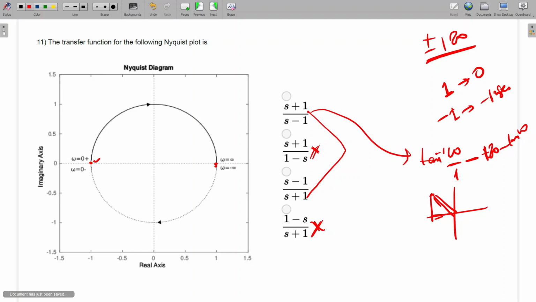1 second. 180 minus tan inverse omega. So that will be minus 180. No, no. This minus is 180 plus tan inverse omega, sir. Correct. So what will be the value at infinity? This is 90. Plus 90 minus 180, 0, sir. So this one we are getting.